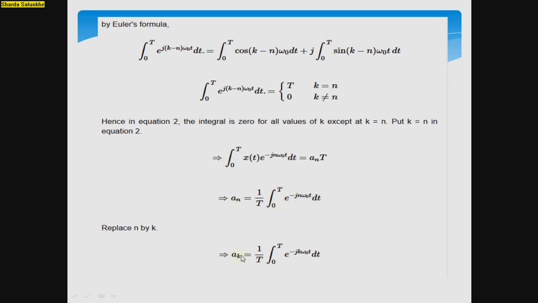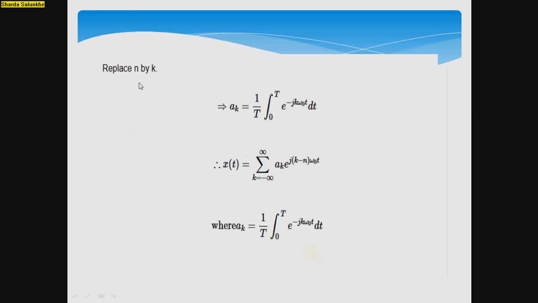Now n is replaced by k, so a_k is equal to 1 by T integration of 0 to T of x(t) e raised to minus j k omega_0 t dt. Therefore x(t) is equal to the summation, this is your Fourier series equation, k equals minus infinity to infinity of a_k e raised to j k omega_0 t. And a_k is equal to 1 by T integration of 0 to T of x(t) e raised to minus j k omega_0 t dt.